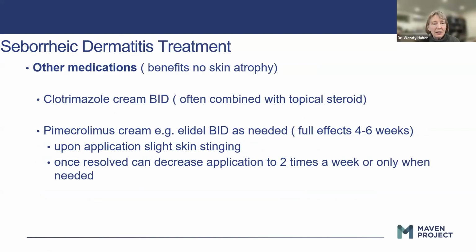There certainly are other medications that have no tendency for skin atrophy. So that could be your clotrimazole or your Elidel type product. Again, those work a little more slowly. So sometimes you can use them in combination with a corticosteroid and then stop using the corticosteroid after a week or two and just continue with these products. That can help. Next slide.